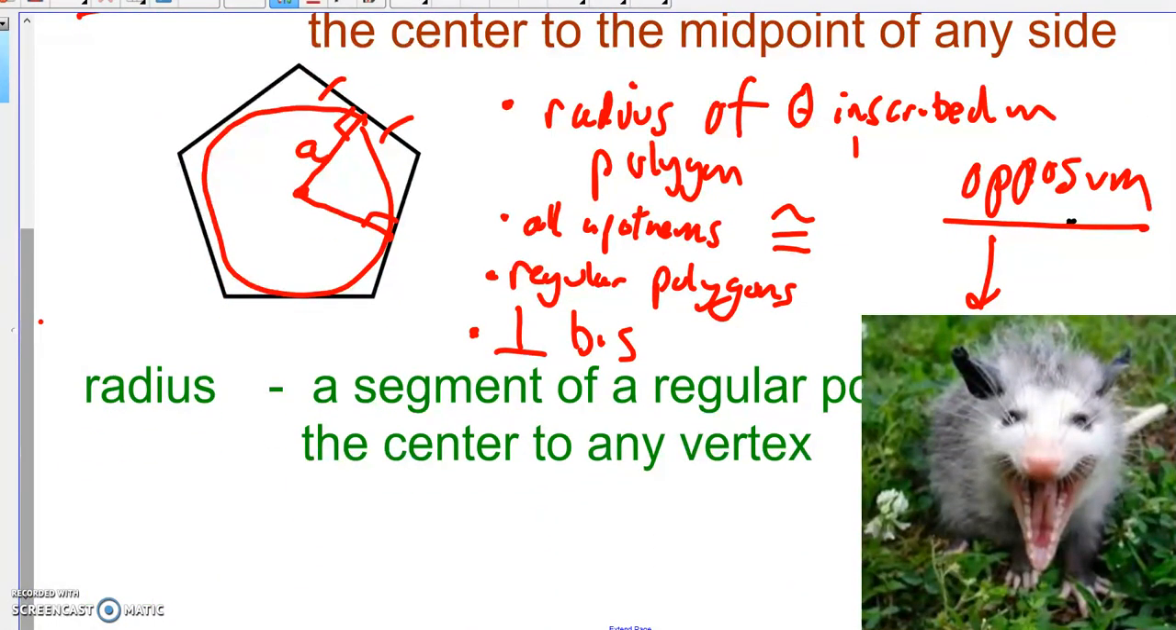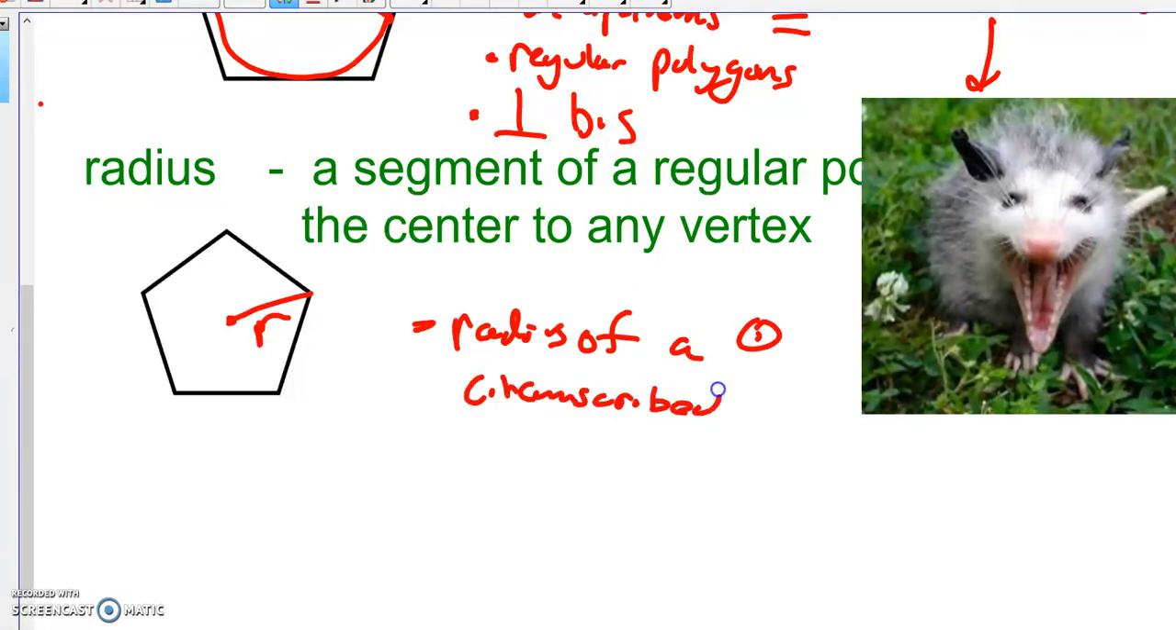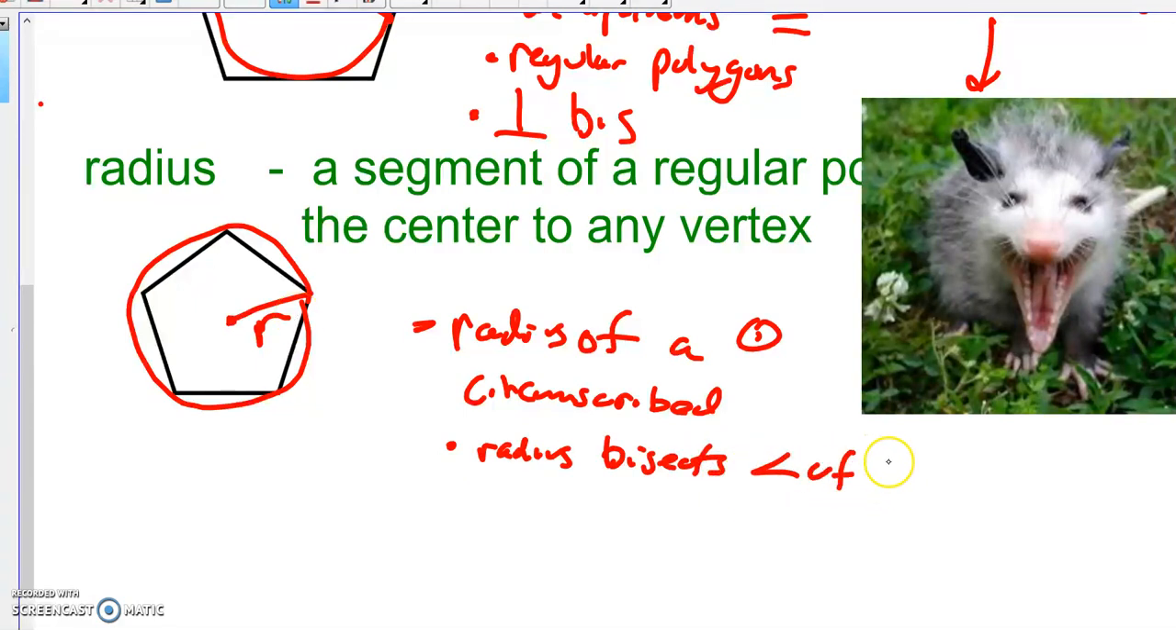Another piece of vocab is a radius. So a radius joins the center to any vertex. So for instance, that would be a radius. It is a different length than the apothem. And the radius is also the radius of a circle that is circumscribed around the polygon. So if you draw a circle circumscribed around the polygon, the radius of your polygon is the radius of that circle. Final thing to note is that the radius bisects the angle of the polygon, so it divides the angle in half.